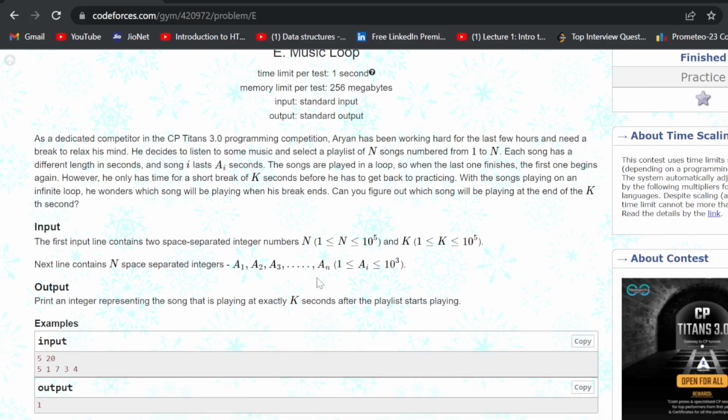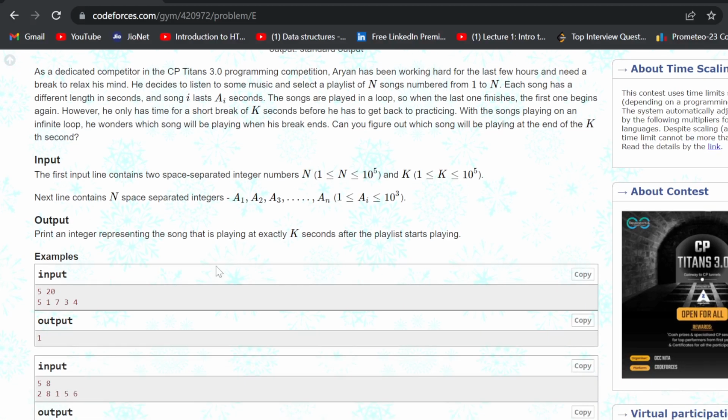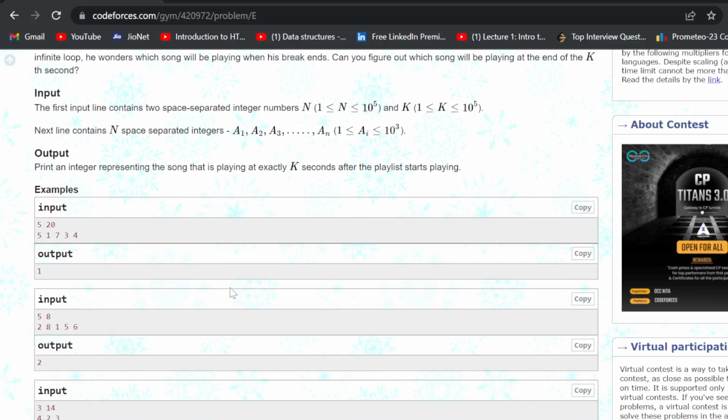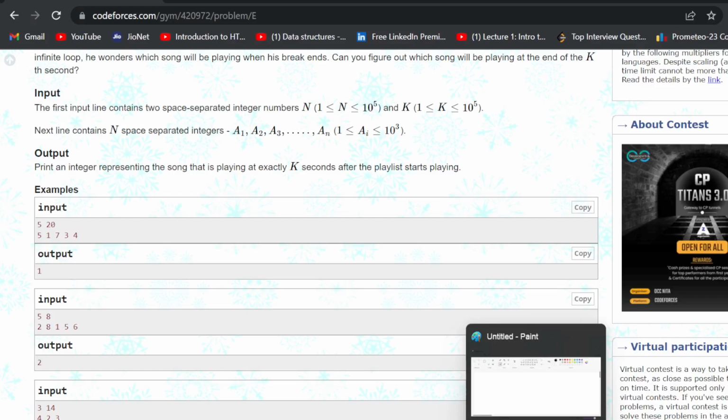The first line of input is two space separated integers n and k, that is the number of songs and the length of the break. The next line contains n space separated integers which define the length of each song. We have to print an integer representing the song that is being played at the end of the kth second. So let's look at the problem statement more clearly.